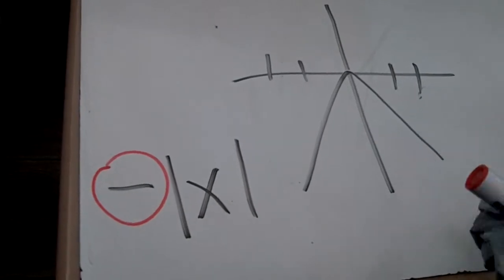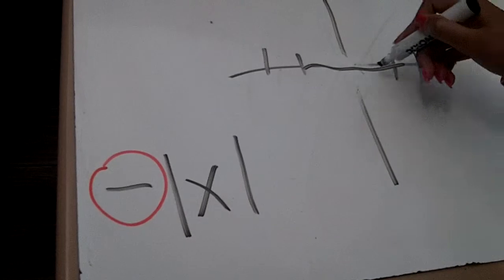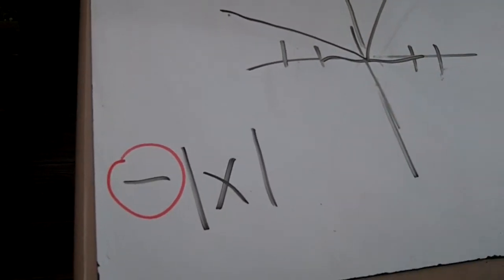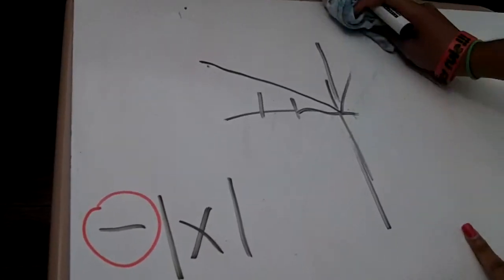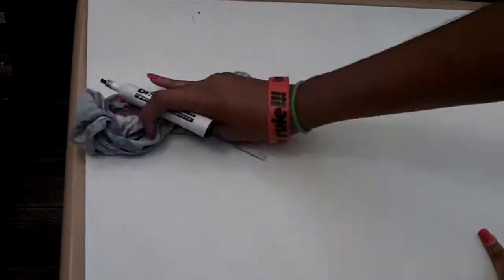And if I wanted to flip it horizontally, it will look exactly the same as the original, which would be like that because you're just flipping it. And that's also why the negative sign has to go in front of the absolute value.